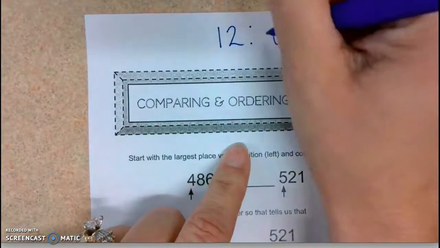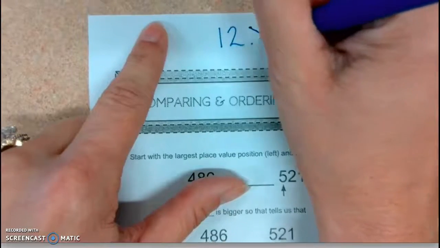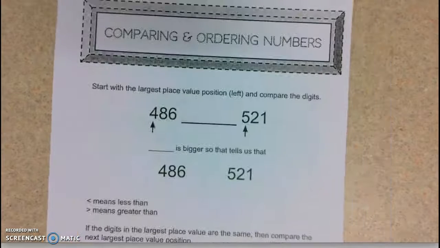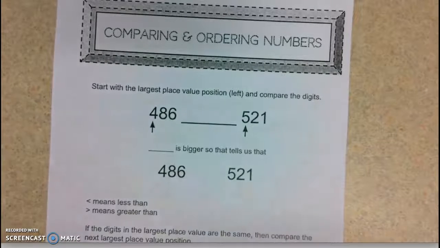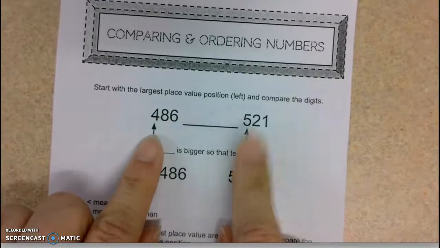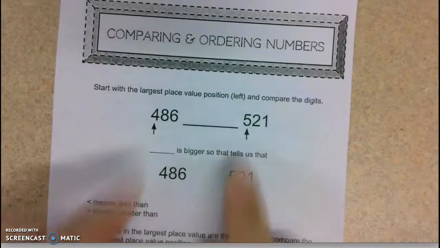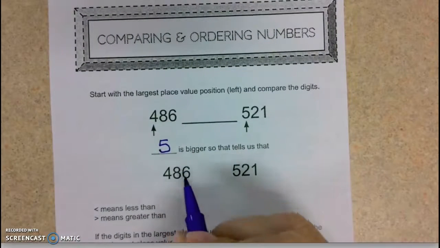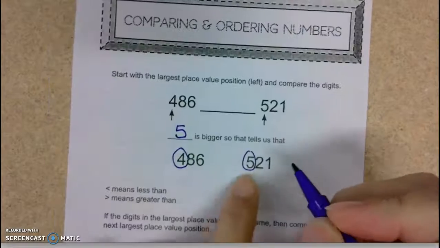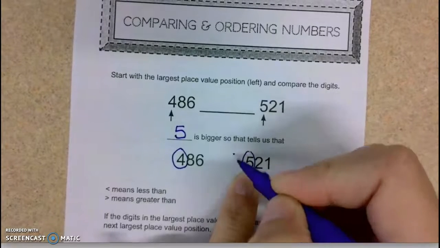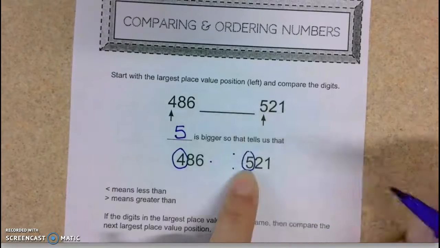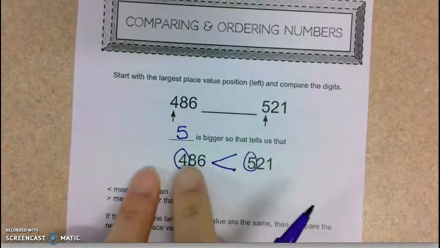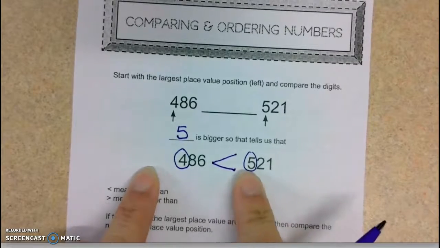The bigger one can have 2 dots, the little one gets 1 dot, or you can just draw the greater than symbol. Some of you like the dots, some of you don't need them. But if they have the same amount of digits, you've got to start at the largest place value position and compare your digits. So I'm going to look at the 4 and the 5. What's bigger, 4 or 5? 5. So 5 is bigger, and so that tells us that this number with the 5 is the bigger number. Since 5 is bigger, that number gets 2 dots, and the smaller number gets 1 dot, and then you can connect your dots. So 486 is less than 521.